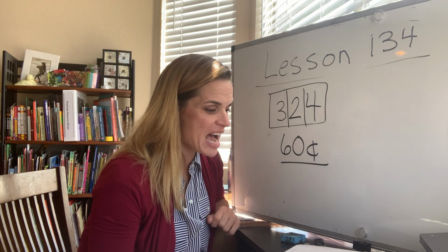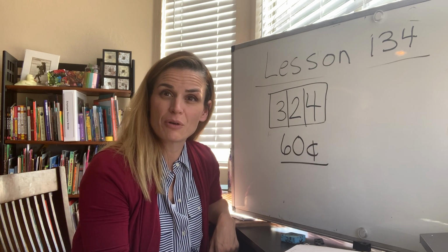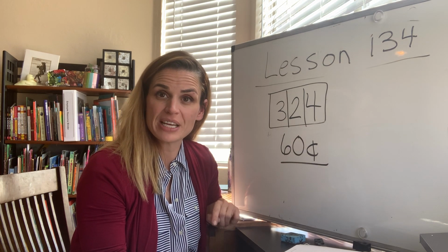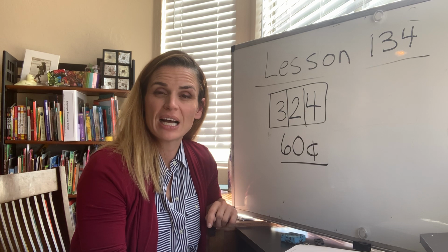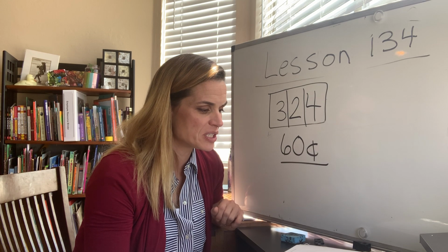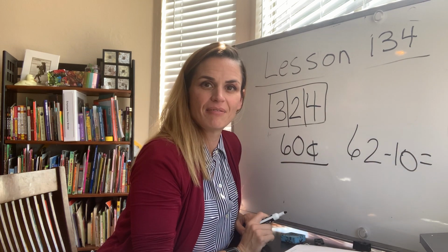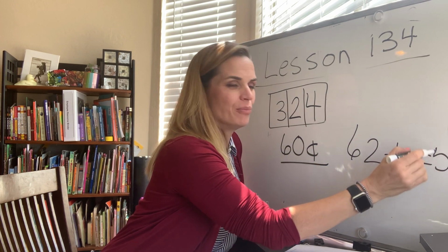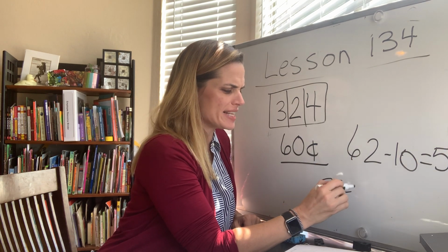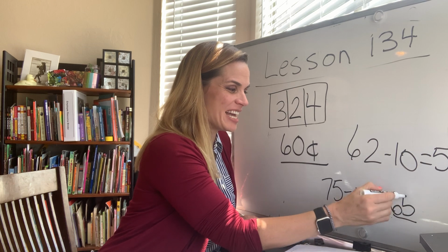All right. Number 5, I want you to do on your own because that's a fact family, and if you need to remember how to do the 4, 5, and 9 fact family, go back to lesson 132 to review it. All right, and then we have 62 minus 10. Next one, 75 minus 10. Oh, that's easy, right? Excellent, you got it. 65.